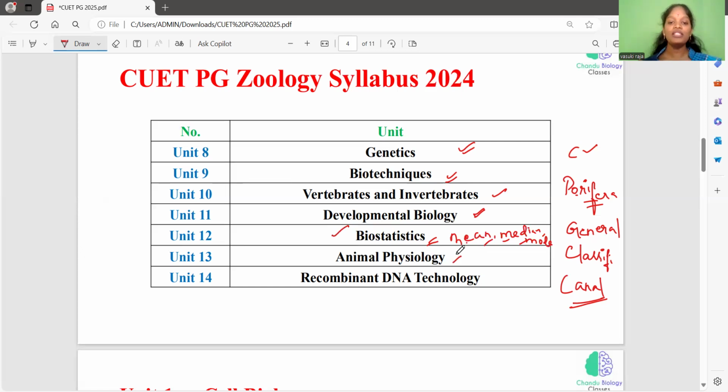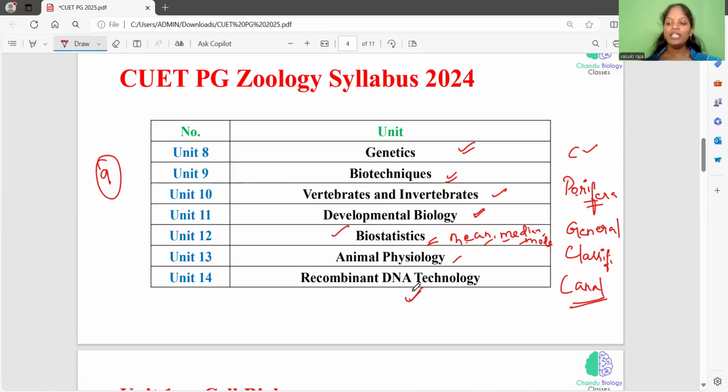Animal physiology is a most important unit as usual. You have to start reading the systems, like circulatory system, reproductive system, hormones, endocrine system, excretory system, nervous system, chemical coordination. We can scrutinize these 9 important topics under animal physiology, like all the systems which I have mentioned before. If you finish all these things, the entire animal physiology will be over.